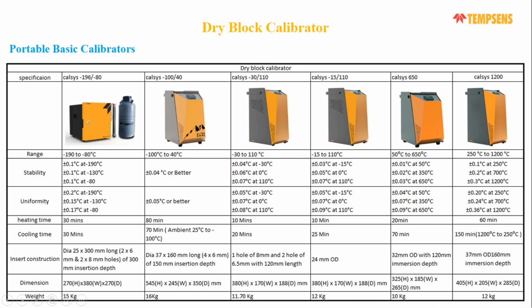And this is the basic standard model that Tempsens is offering, from minus 190 degrees centigrade to 1700 degrees centigrade. Within that, the portable model we offer from minus 190 degrees to 1200 degrees centigrade. Almost all have a weight of less than 15 or 16 kg, and the other models, that is Calcis 1500, 1700 and 1200, are laboratory based temperature calibrators, and the weight will be approximately 50 kg. So for dry block temperature calibrators we offer from minus 190 degrees to 1200 degrees centigrade.